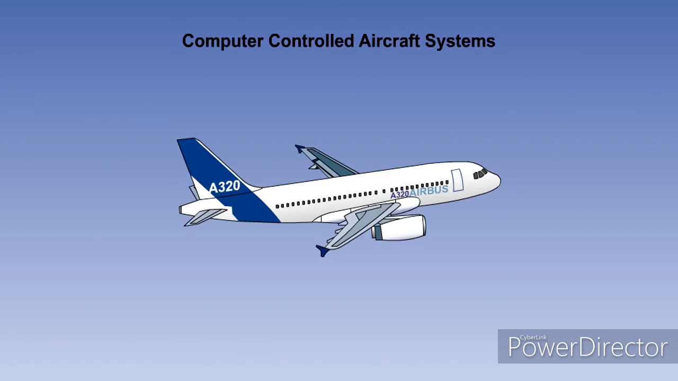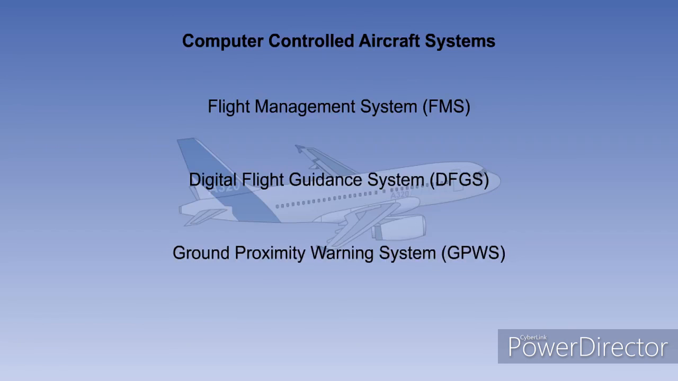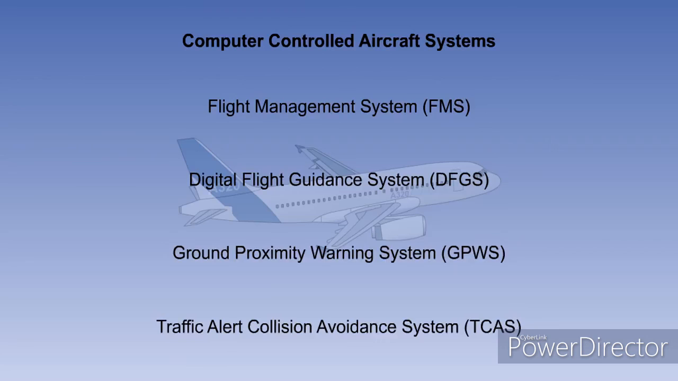Aircraft systems which are computer controlled include the Flight Management System, FMS, the Digital Flight Guidance System, DFGS, the Ground Proximity Warning System, GPWS, the Traffic Alert Collision Avoidance System, TCAS, and an increasing number of other systems. Operation of these systems is explained in the relevant lesson.